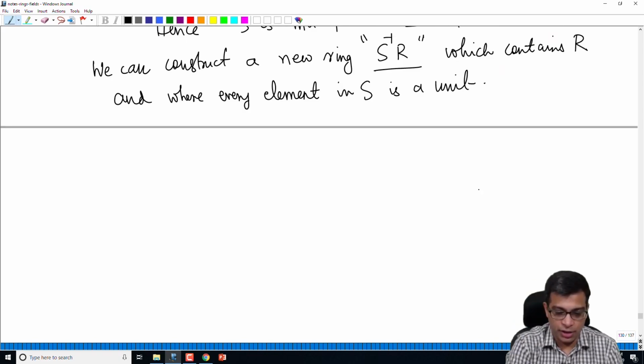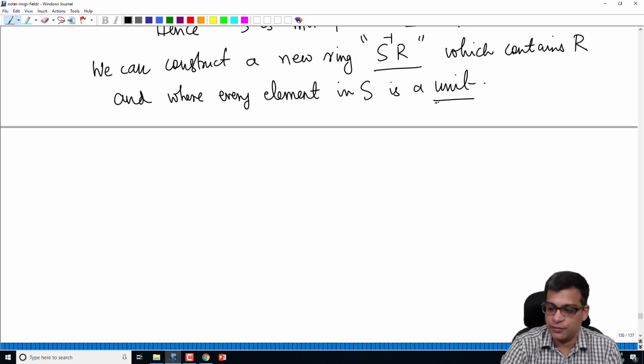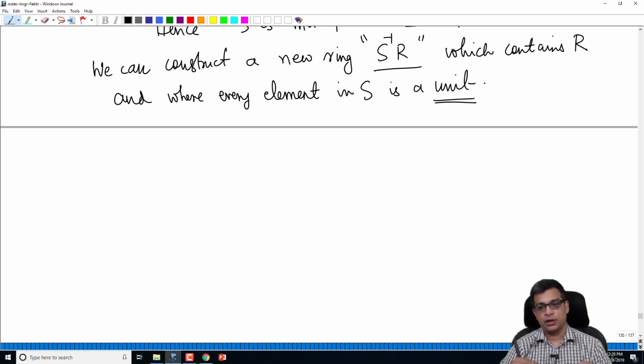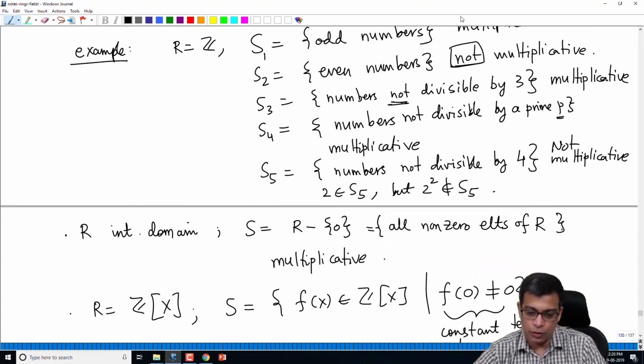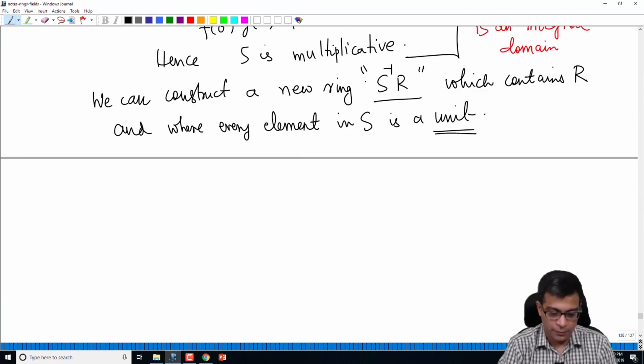More generally, there will be a function from R to S inverse R which is injective. The image of an element of S is a unit in S inverse R. This process is called localization, and what we are doing is forcing every element of S to be a unit. In general, of course, when you take a multiplicative set, the elements are not units. In these examples, you can see that odd numbers are not units. 3 is not a unit in S1. However, we can construct a new ring where it becomes a unit.